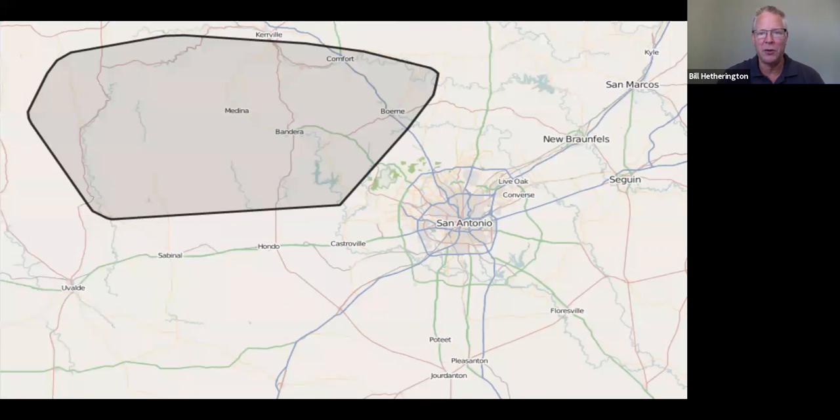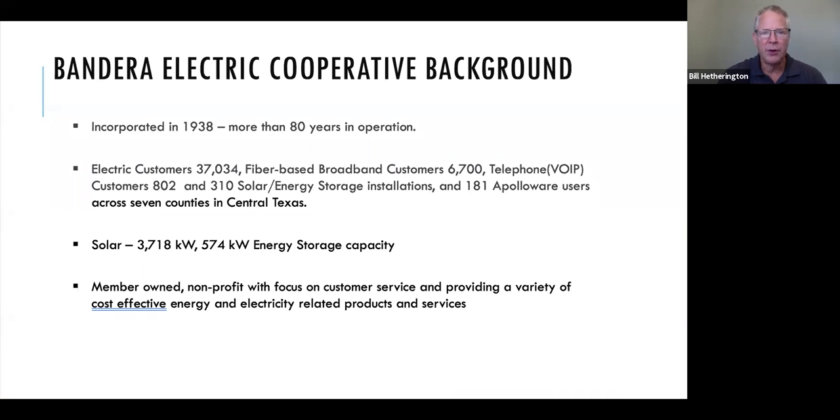This is just a quick slide. This is our service territory. For those who aren't familiar with Bandera Electric Cooperative, we're about 45 miles northwest of San Antonio. Next slide, please. As an electric cooperative, we're nonprofit. We have 37,000 electric customers.